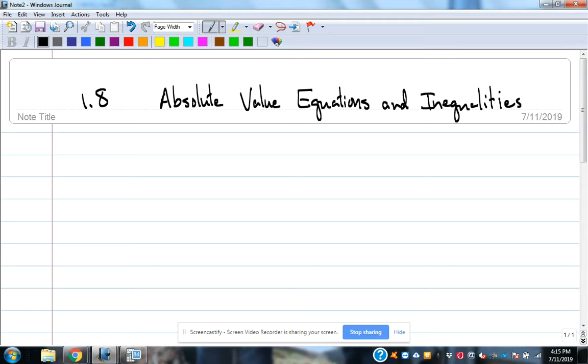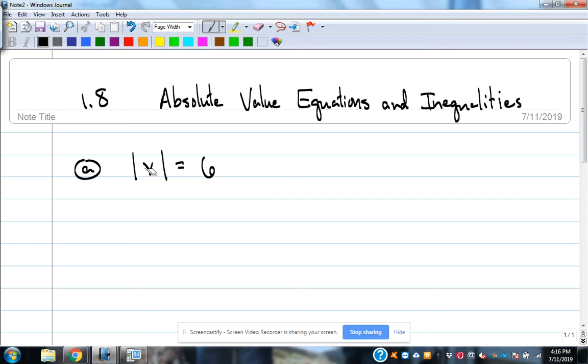The solving part isn't going to be too difficult with this, but the setup is the most important part when it comes to solving absolute value equations or inequalities. And we're going to have to keep in mind that absolute value is a distance away from zero. So when we have an equation, and we'll start with the most simple one that I can give you, that would just be an absolute value of x is equal to a number. Let's say that number is 6.